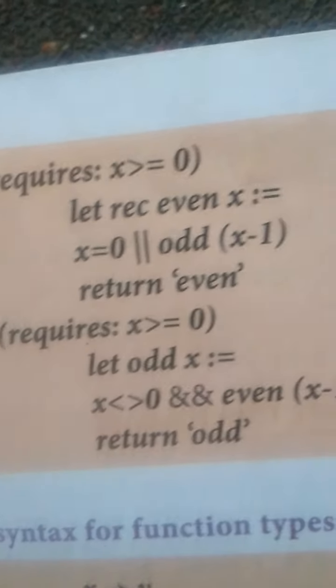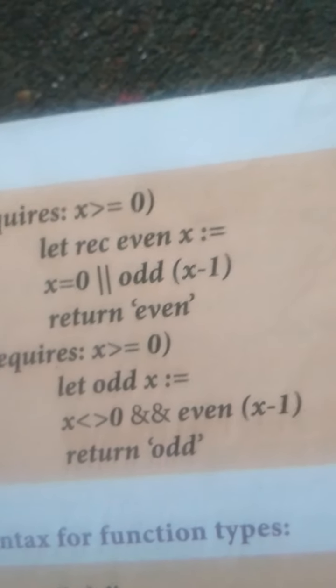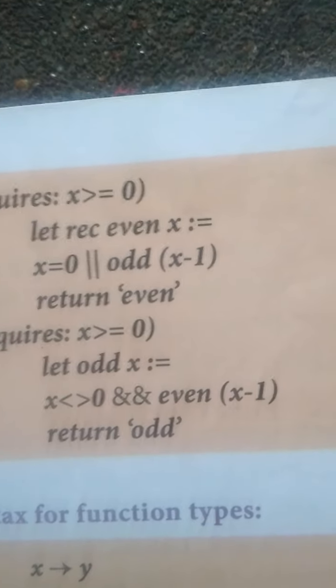Requires x greater than or equal to 0. Let rec even x is equal to 0 or odd x minus 1 return even. Requires x is greater than or equal to 0. Let odd x is equal to x not equal to 0 and even x minus 1 return odd. In this example, what are we having?